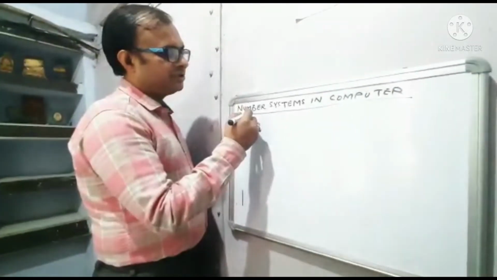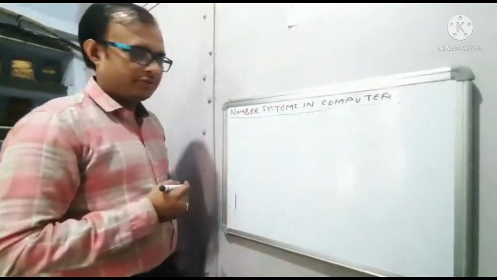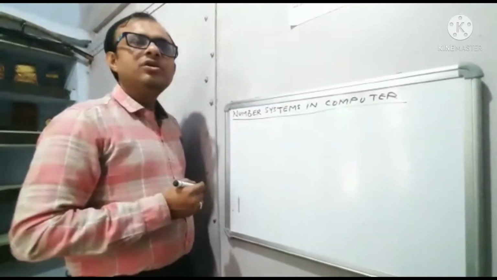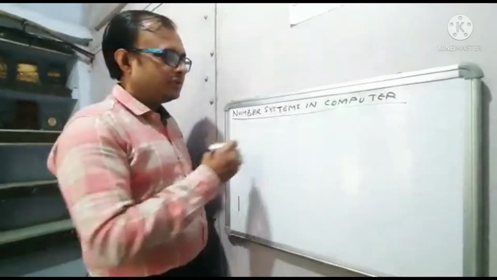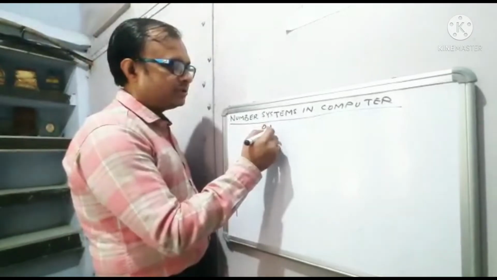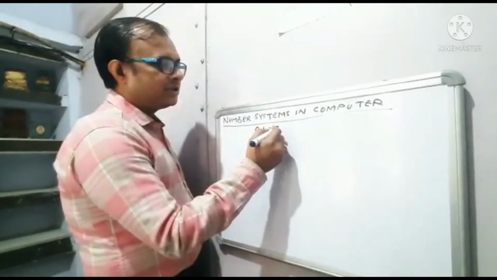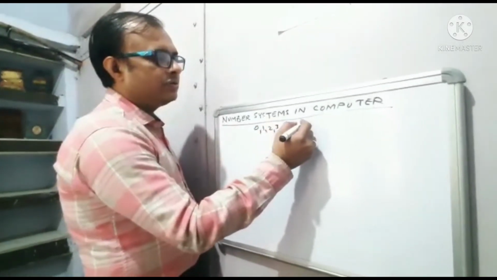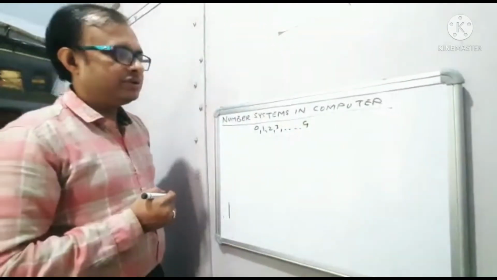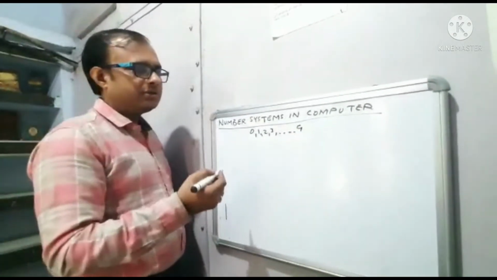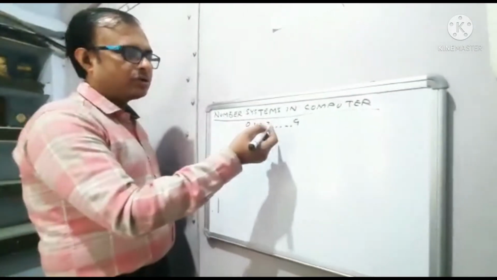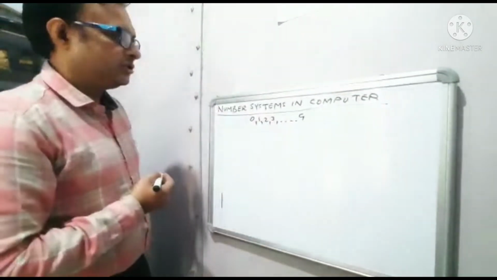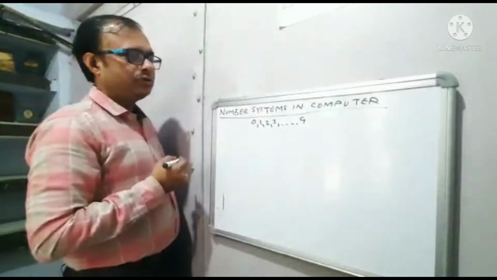Now we discuss the topic today, number systems in computer. Students, you are already familiar with the decimal number system. What is the decimal number system? It is a base 10 system, which means that it considers the decimal digits from 0, 1 to 9. These are the 10 decimal digits, and we form other numbers in the decimal number system using one or more combinations of these digits. So that is the decimal number system that you know.